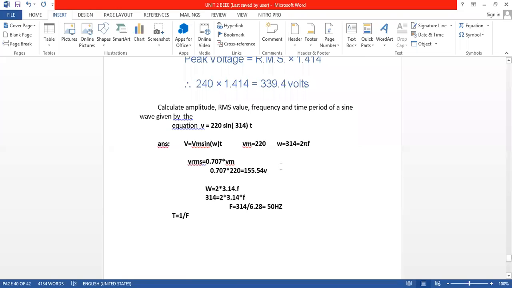155.54. First definition I have given. Anyone today only you read. Remember, RMS voltage is a part of AC voltage. అందుకని ఇక్కడ వాల్యూ ఎంత వచ్చింది మనకి? 155.54 is a part of 220. Now all of you understood? All students, always RMS voltage will be less than peak voltage.